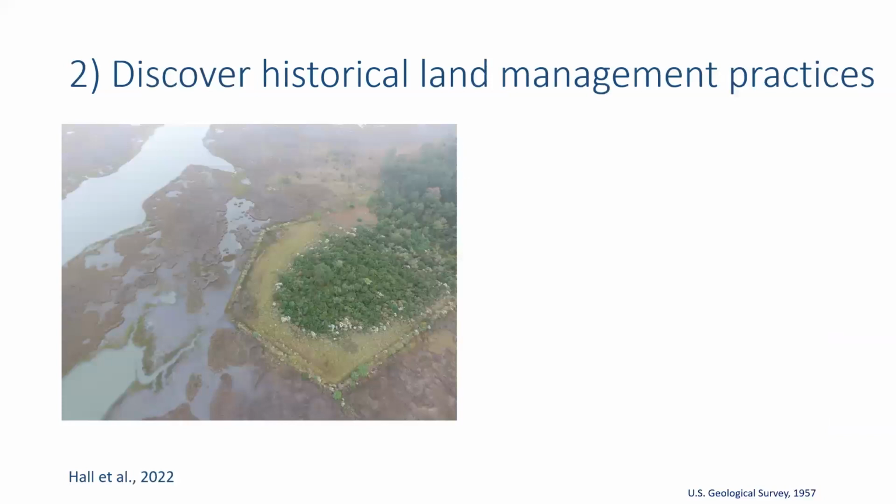All right, the second use we're going to go over today is the use of historical maps for the discovery of historical land management practices. So this image is the same image from the title slide of the presentation, and I want you to focus on that really interesting shape on the right side of the photo. It's shaped kind of like a pentagon of all these straight edges, which if you work in wetlands is pretty unusual to see. Wetlands are usually pretty patchy and look more like the left side of the image.